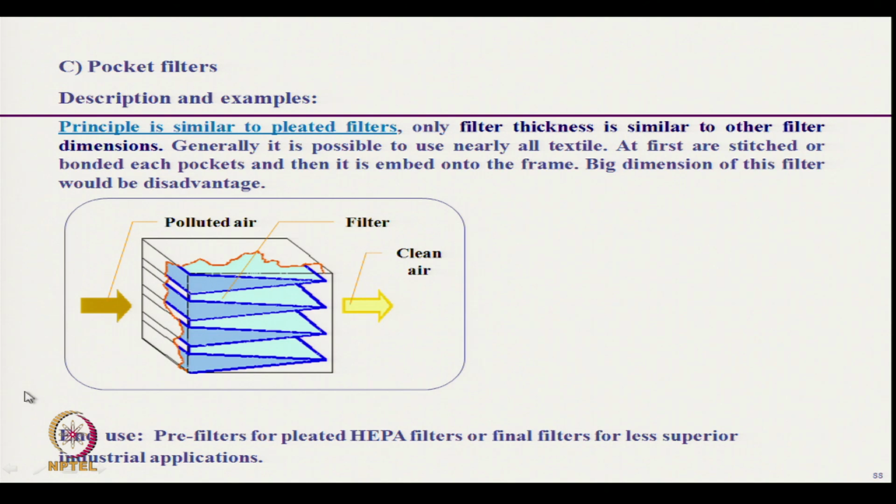The main disadvantage here is that the dimension is high, because we have plates of very high depth to form the pocket. But the main advantage is that the pressure drop is much lower than a normal pleated filter, because all these inner surfaces are used for filtration. So, this we can use for pre-filters in HEPA filters or final filters for less superior industrial applications.